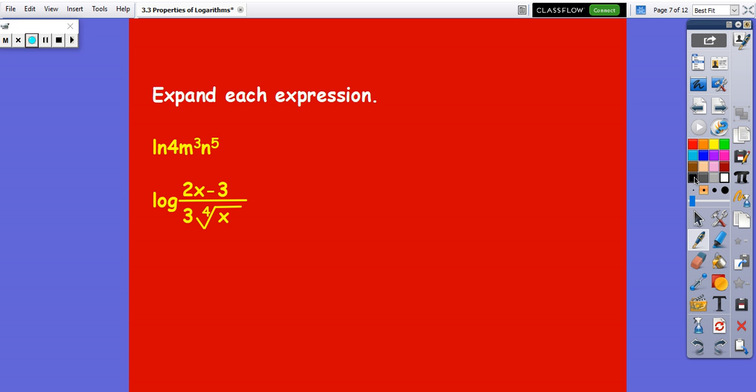Now we're going to expand each of these expressions, and so I need to split it all up into all those additions, subtractions, instead of just one term. And so remember, when we are multiplying, we can split those up into additions. So this would be the natural log of 4 plus the natural log of m to the 3rd plus the natural log of n to the 5th. Now I don't want the exponents on it, so I need to bring the exponents into the front. And I'm done.